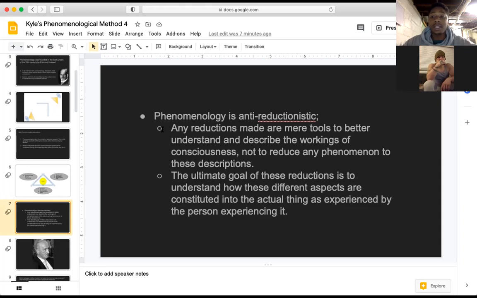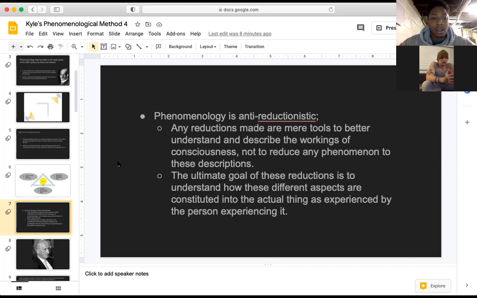So pretty much what they're saying is, you can't really reduce consciousness to any type of description. That's anti-reductionist because you can't reduce consciousness to anything else. It just is what it is. And any kind of reduction would be a futile attempt to encapsulate something that's too big to be captured, like trying to catch air in your hand.